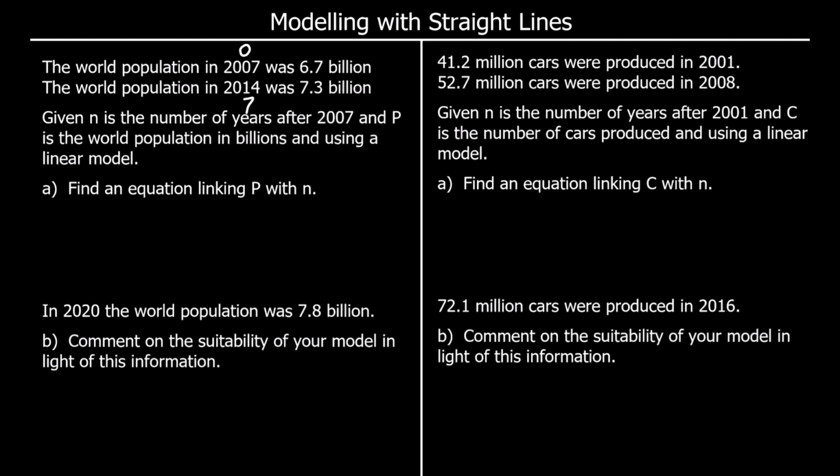So we've got an equation linking p with n. A straight line graph is in the form y equals mx plus c, but we've got p and n, so we're going to change y into p and x into n. So it's going to be p equals mn plus c. We're going to have to work out what c is and what m is.